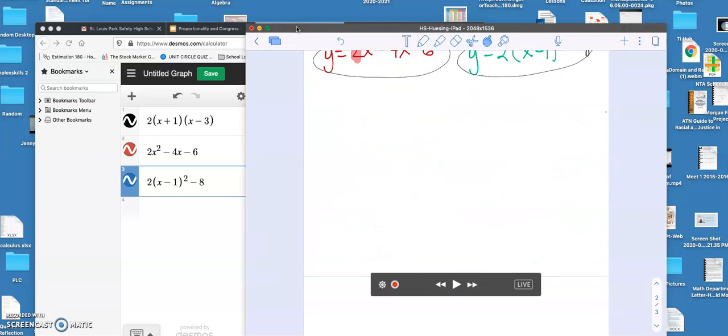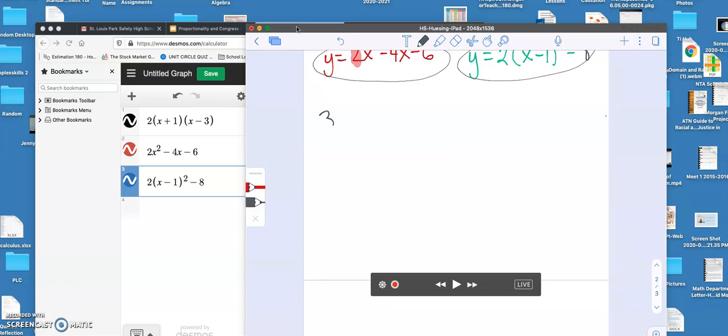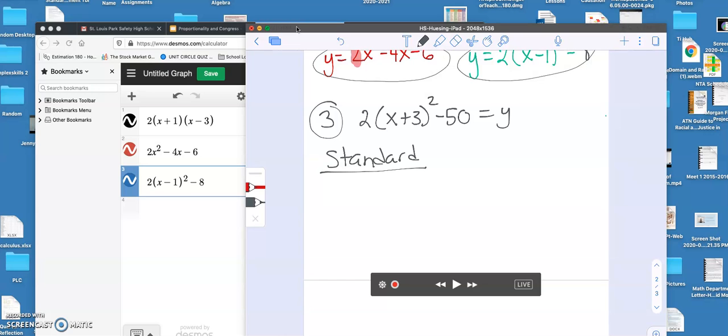And so the last type, let's take a look at vertex form. So let's say we have 2(x plus 3) squared minus 50 equals y. I don't know why I always go into standard form first. So for standard form, we just have to multiply it out, remembering that squared means we have it twice. So 2(x plus 3)(x plus 3) minus 50. I'll distribute the 2 first, so 2x plus 6, only to the first parenthesis.